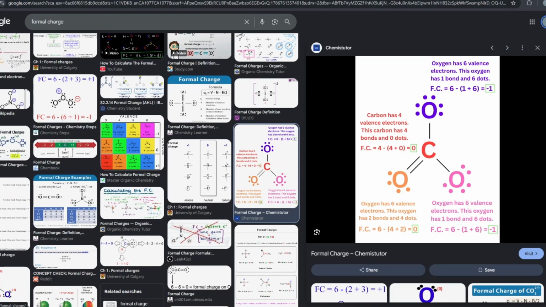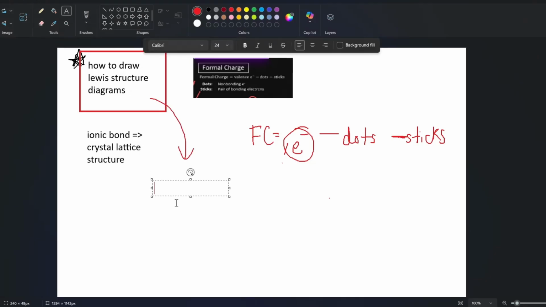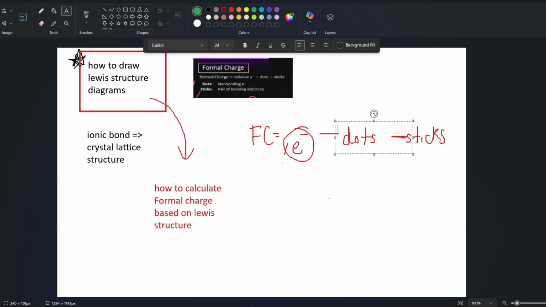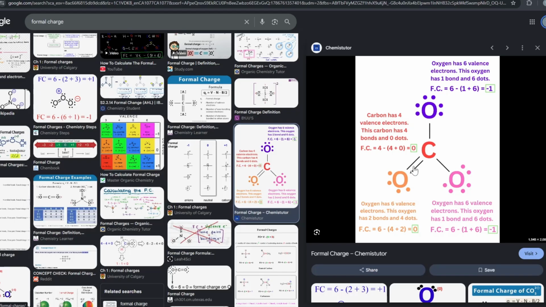So go over how to draw your Lewis structure diagram first, and then you're going to learn how to calculate formal charge based on the Lewis structure, because you'll need to know how many dots and sticks there are, right? And the only way to know that is if you drew the Lewis dot structure diagram. So here we can see from C to O, the bond between them, there are 2 sticks, right? And we can see on O, there are 4 dots, 1, 2, 3, 4, right?